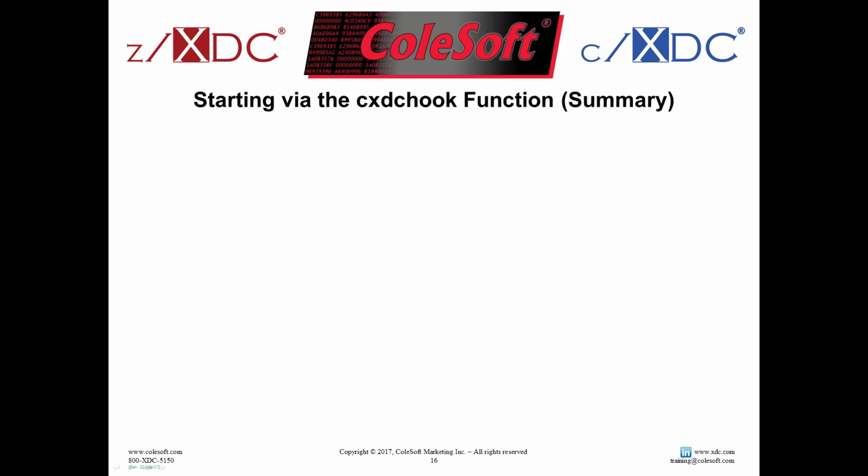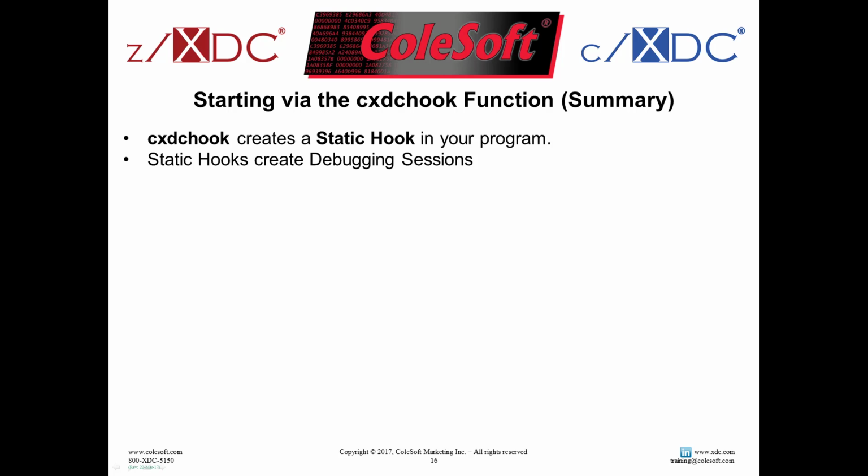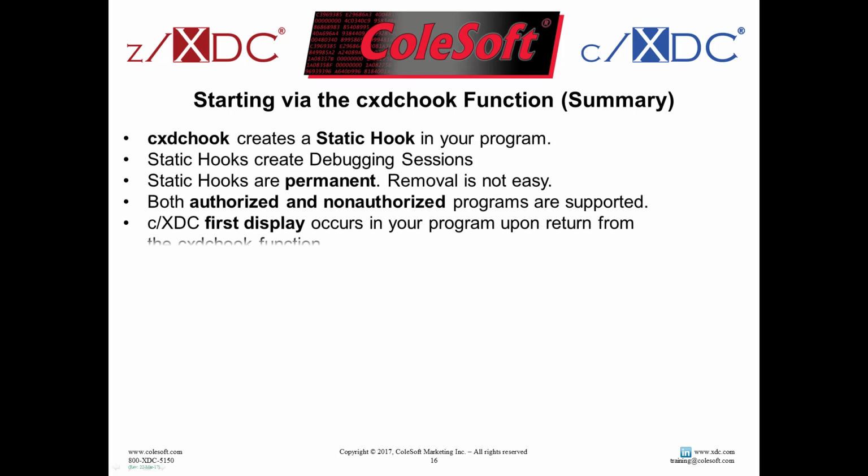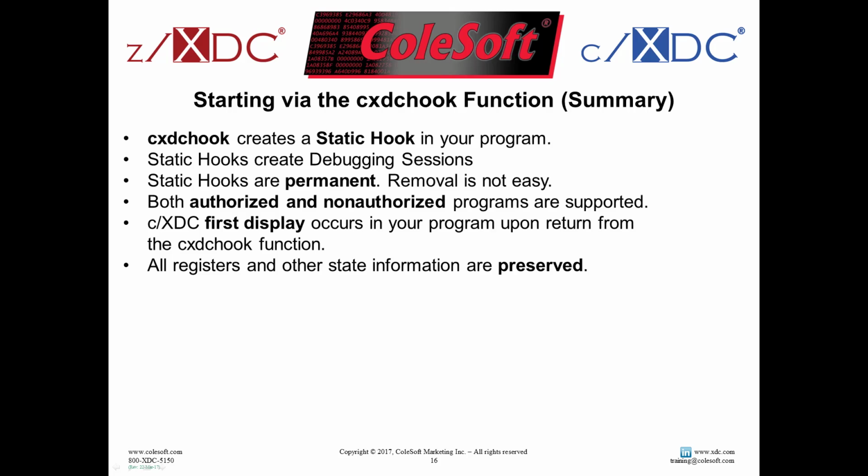To summarize, the cxdchook function creates static hooks in your program. Static hooks create debugging sessions upon being reached by execution. Static hooks are permanent. They cannot easily be removed until you recompile your source. Both authorized and non-authorized programs can be debugged. When your debugging session starts, cXDC will receive control and display your code starting at the statement following the function call. All registers and other state information are preserved, of course, and displayed upon request.